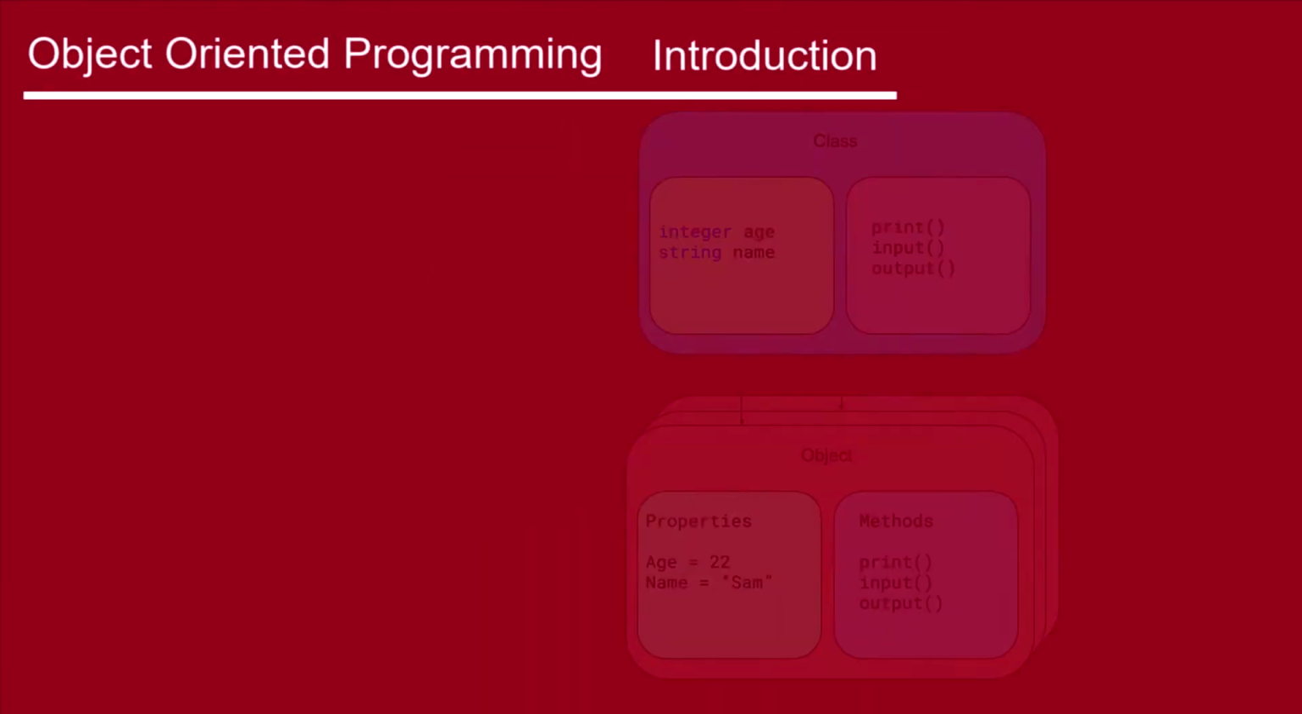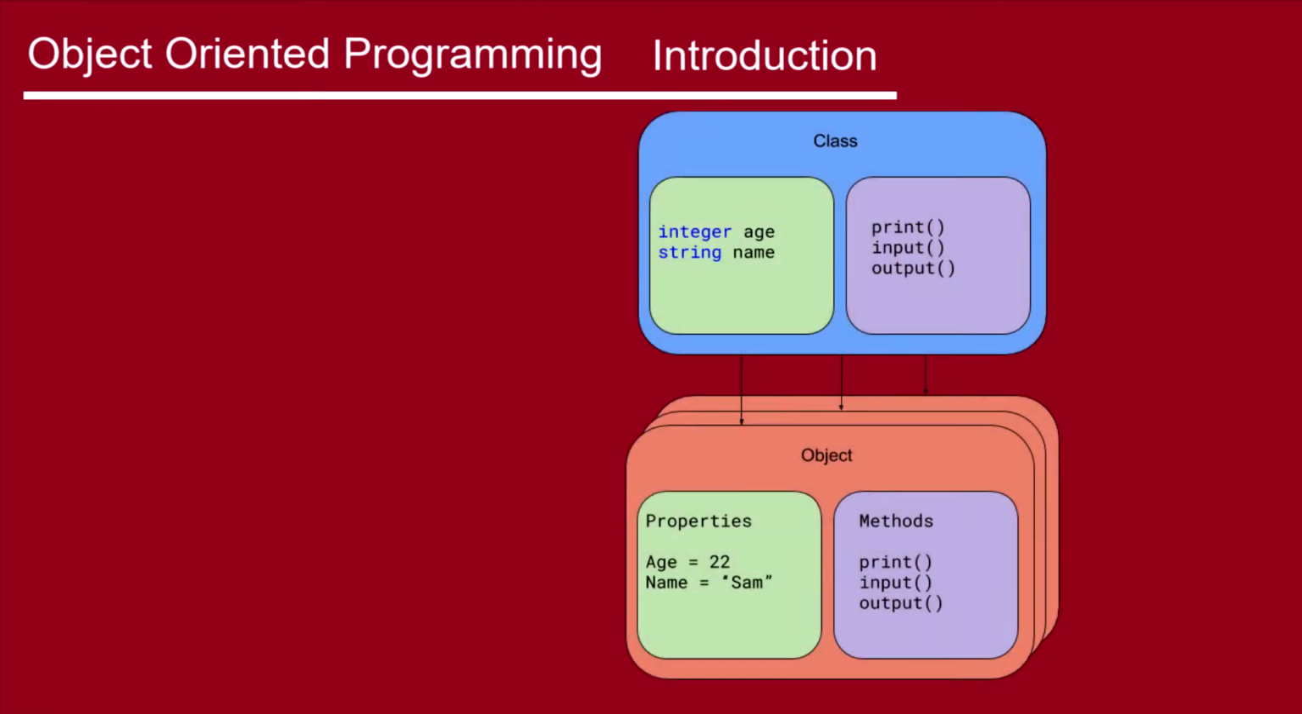Object-oriented programming is a programming language model organized around the concept of objects. Objects may contain data in the form of attributes and procedures in the form of methods. Using objects, we can create adaptable and reusable code.